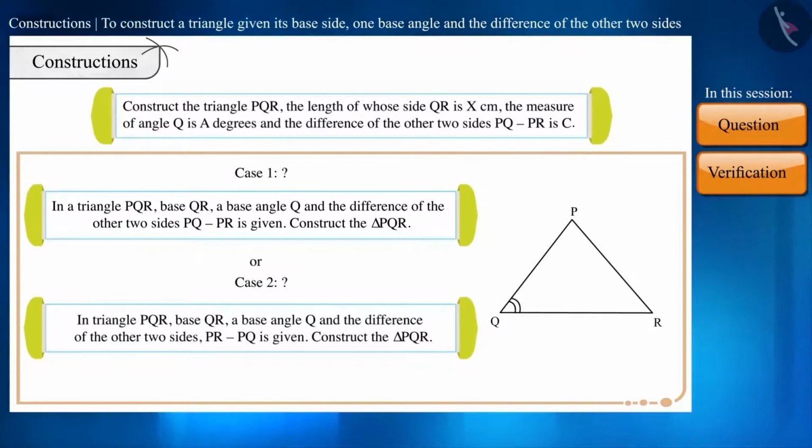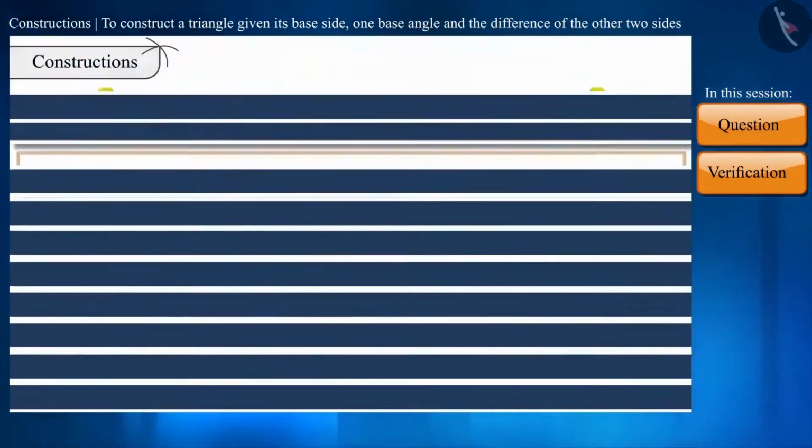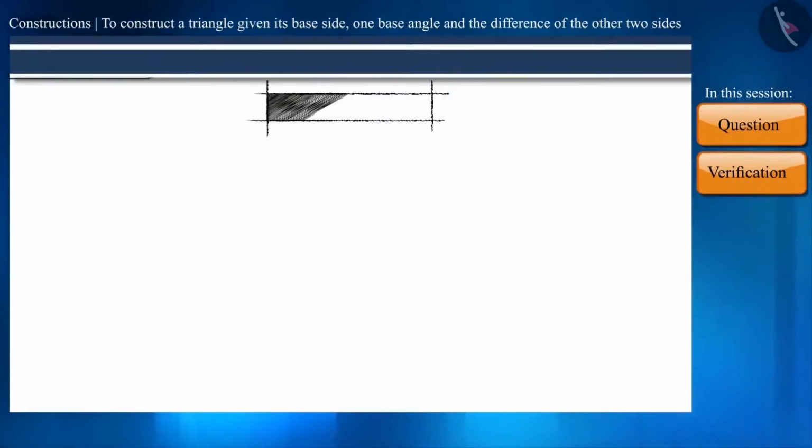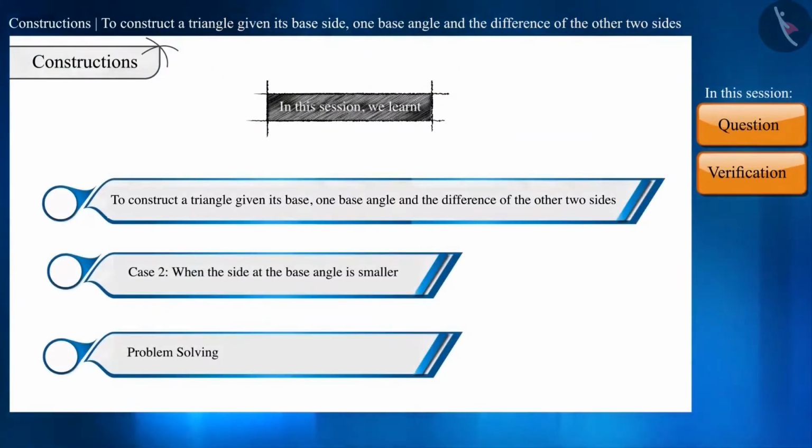To get your answer, think of it along with your friends and teachers and reach a conclusion. With this, our video comes to an end. In this session, we learned a question related to the construction of a triangle, the length of whose base side, one base angle, and the difference of the other two sides is given. See you in the next video with the construction of another type of triangle.